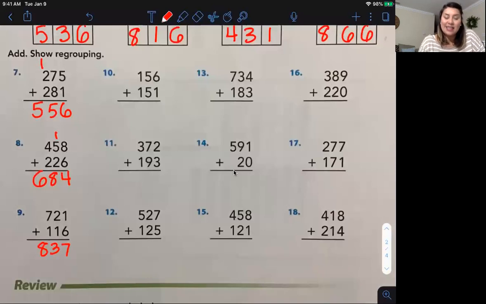Number 10. 6 plus 1 is 7. 5 plus 5, we know that's 10. Take it to the top. 1, 2, 3. 307. Good job, friends.